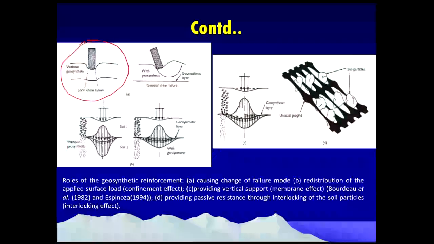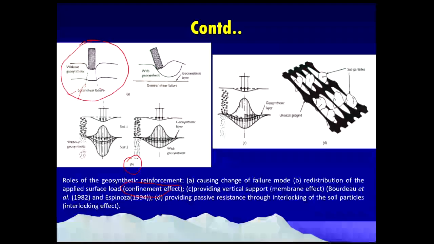Without geosynthetic materials, if I have any pavement layers, it leads to local shear failure. This picture shows the roles of the geosynthetics. In the first case, it causes a change in the failure mode. Picture B shows that if you apply geosynthetic materials, they help in redistribution of the stresses and loads, and also create a confinement effect.